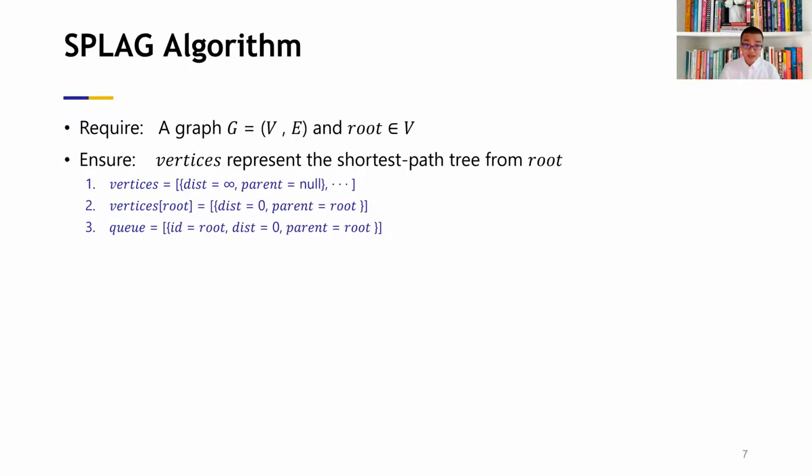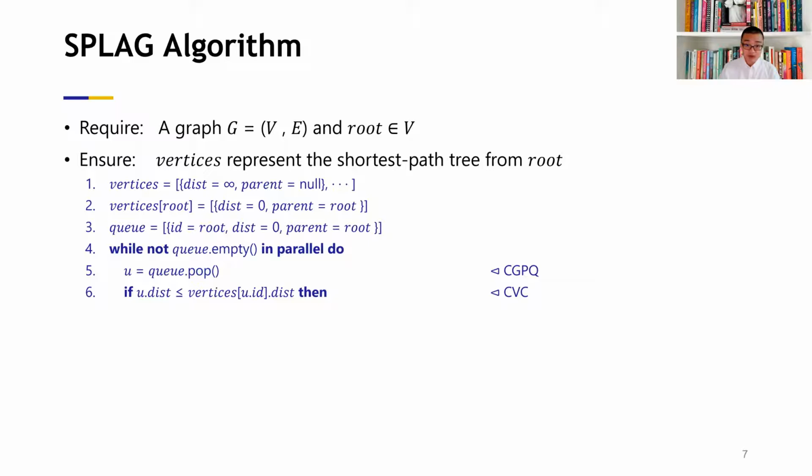Before I present the architecture of Splat, I'd like to briefly go over the algorithm. Splat uses a variant of Dijkstra's algorithm. The input, output, and the initialization are the same as Dijkstra's algorithm, which we have discussed earlier. To fully exploit potential parallelism, Splat aggressively pops vertices from the queue and traverses their neighbors in parallel. Different from Dijkstra's algorithm, after a vertex U is popped from the queue, we check if we already know a path to U with a smaller distance.